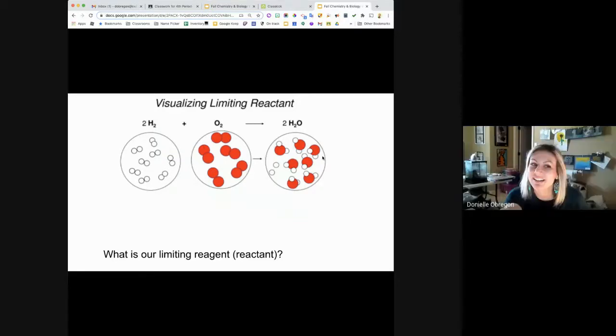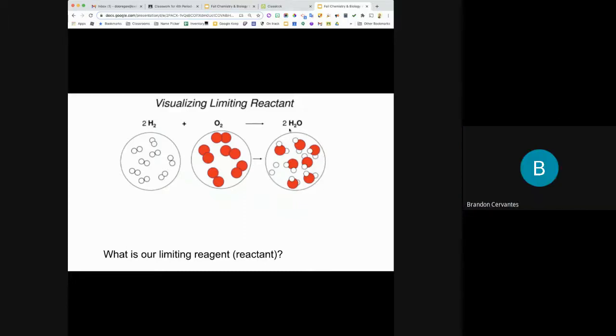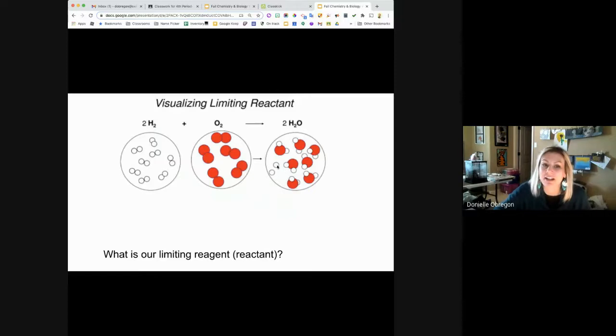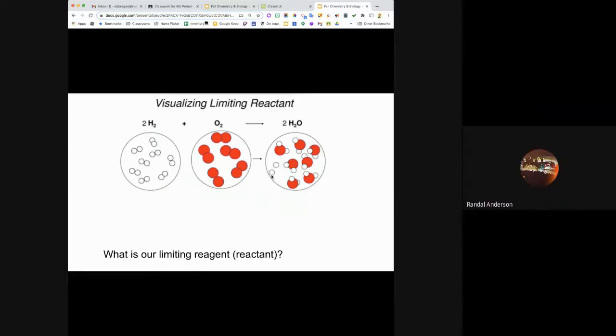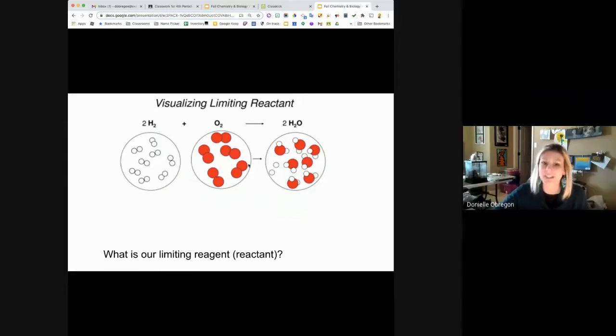Hydrogen. The hydrogen is limiting us? Or which one do we have extra of? Let's look on the right. You have extra of the white. Yeah, we have extra of the white right here. I've got an extra one here and an extra one here. So which one limited us from making more? The O2. The O2, very good.